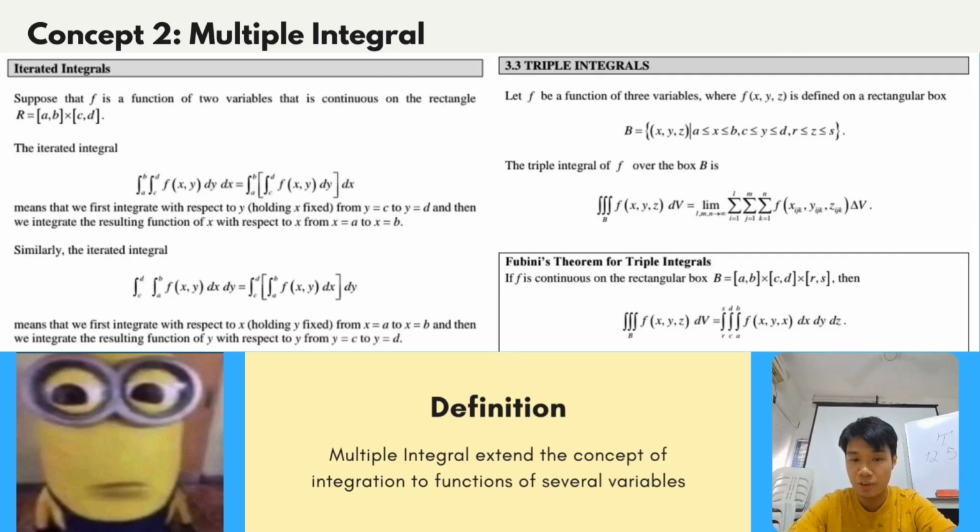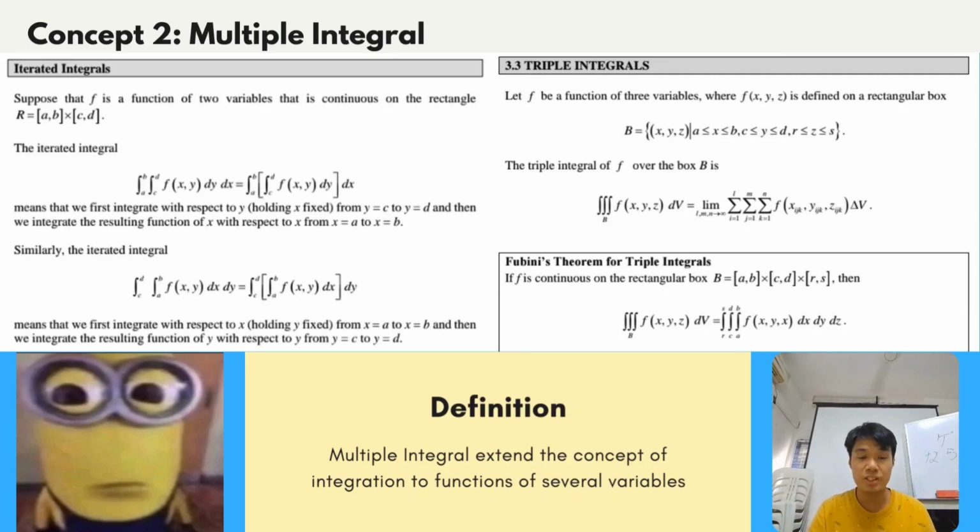According to Fubini's theorem and the iterated integral concept we mentioned earlier, f can be integrated in any order as long as the integrals are finite and the ranges are correct. Now, to wrap up, multiple integrals extend the concept of integration to functions of several variables.